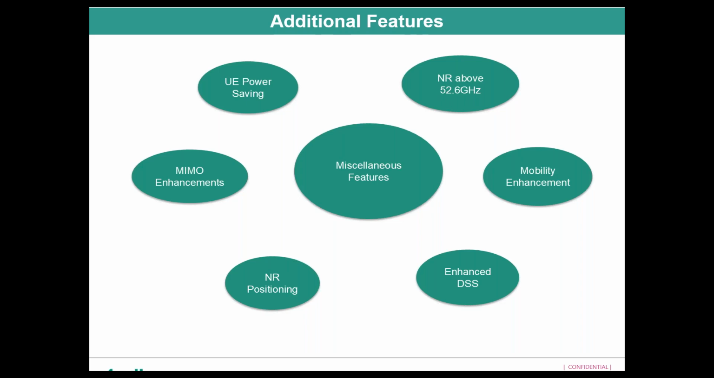NR positioning, going from meters accuracy to centimeter accuracy. MIMO enhancement, UE power saving is mainly supporting RRC inactive mode, which is a new mode that was added in 5G. So those kinds of things are some other features which I don't have time to go into detail about that would be happening in release 16 and release 17.